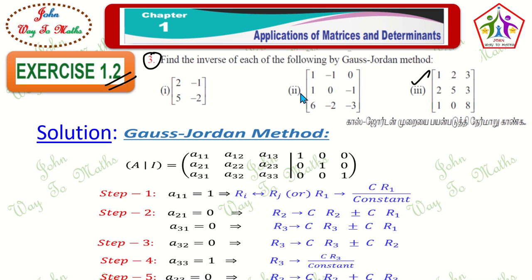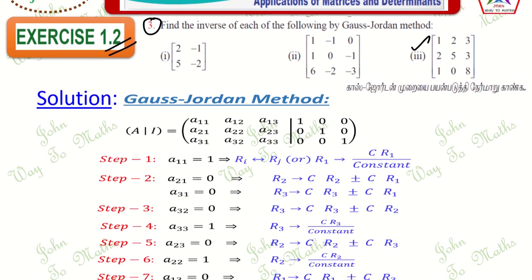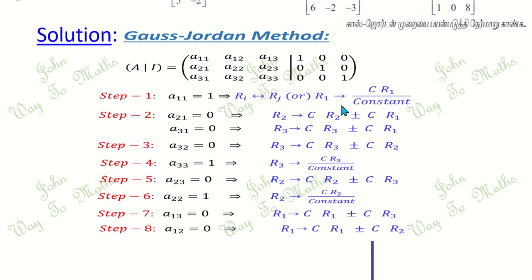Subdivision 3. First, we already know the Gauss-Jordan methodology has 8 steps. We write A with the identity matrix in the form of an augmented matrix. Step 1: a11 must become 1. For that we can interchange rows, or divide a row by some constant. Step 2: a21 becomes 0, then a31 becomes 0, using row 2 and row 3 compared to row 1.